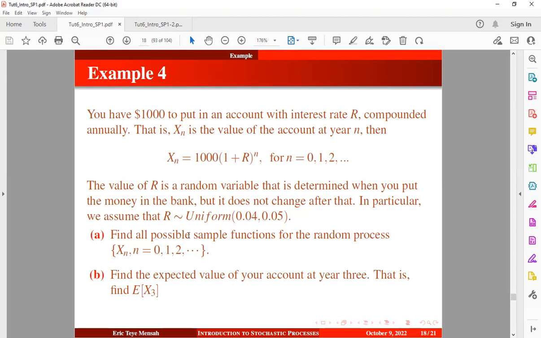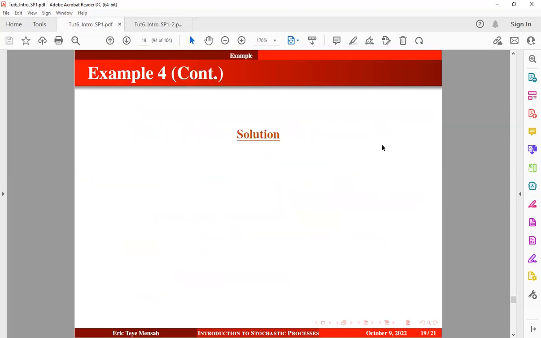So we want to find all possible sample functions for the random process. And second, we want to find the expected value of the account at the third year, which is the expectation of this process.